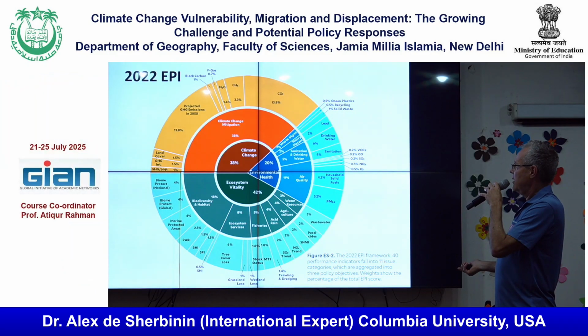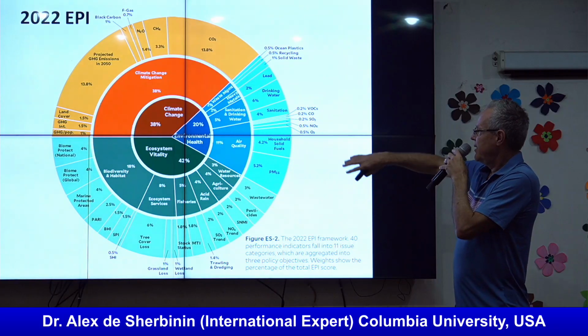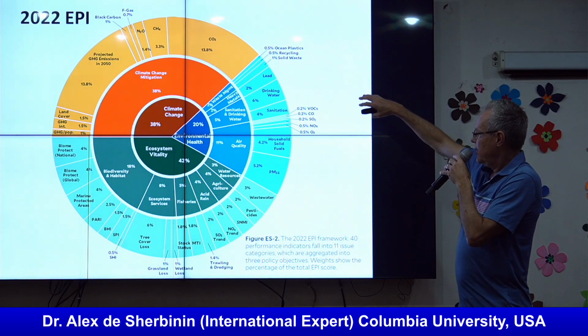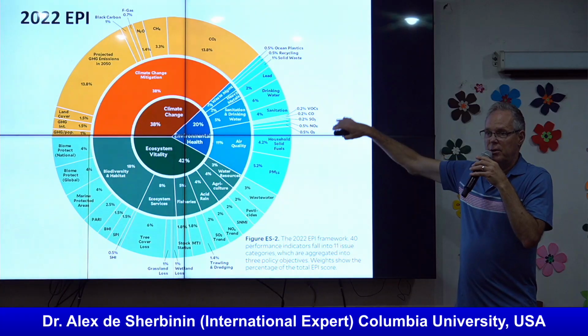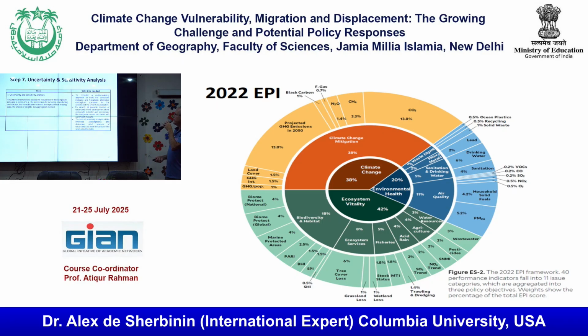Here you see a slightly more intuitive approach to showing the weighting scheme. This is the 2022 EPI. You can see now climate change is separated out as its own indicator, largely related to CO2 emissions but including some land cover change metrics. Then we have ecosystem vitality and environmental health. And each one of these has a wedge that shows the percentage contribution to the overall EPI.